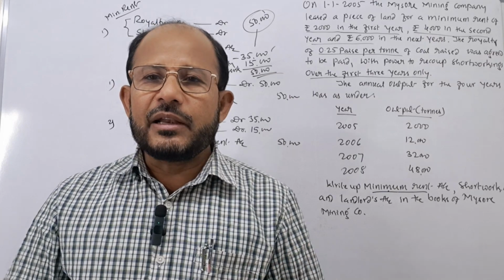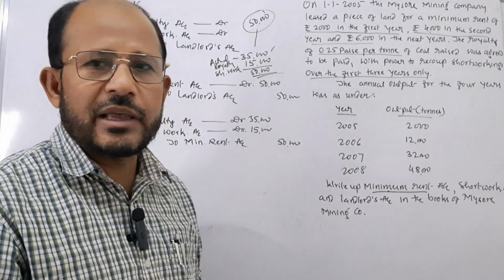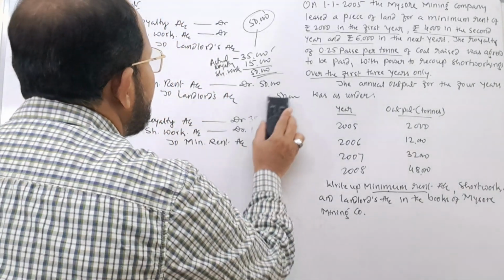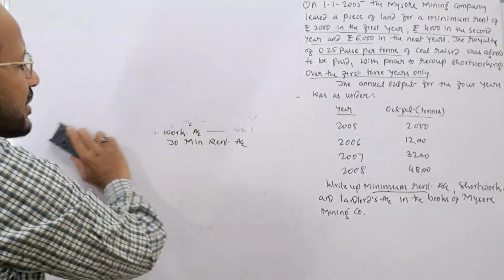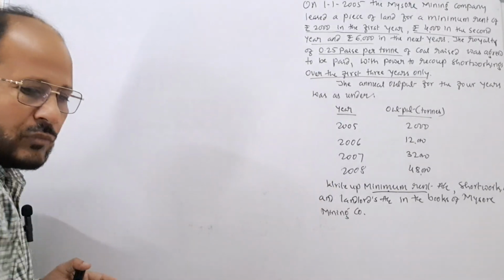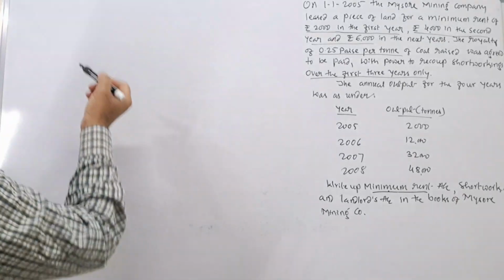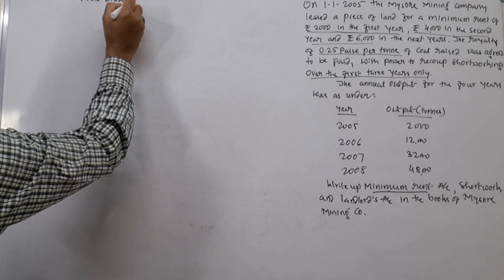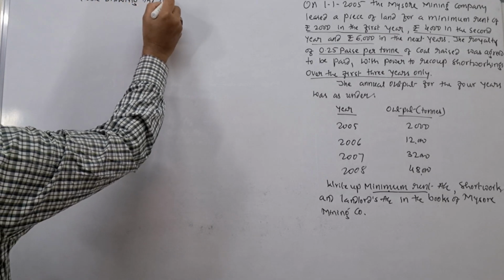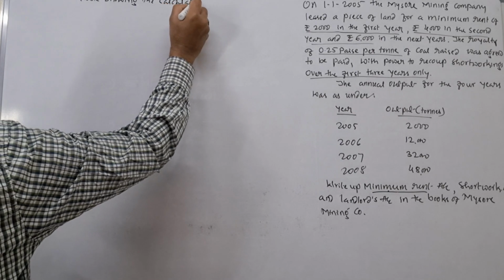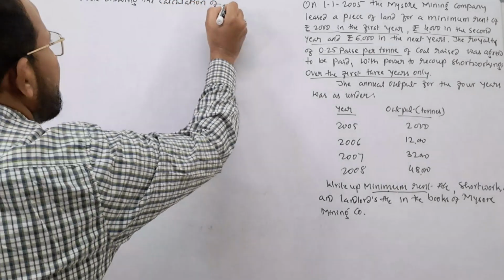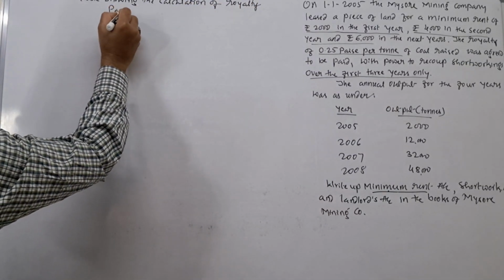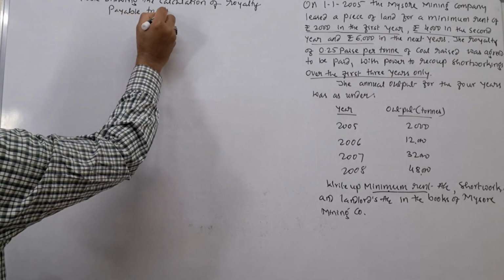If you remember these entries, the other entries will remain the same. Then easily you can prepare the accounts. Try to remember these two entries whenever a minimum rent account is asked in the problem. Okay, first we will prepare the table showing the calculation of royalty payable to the landlord.